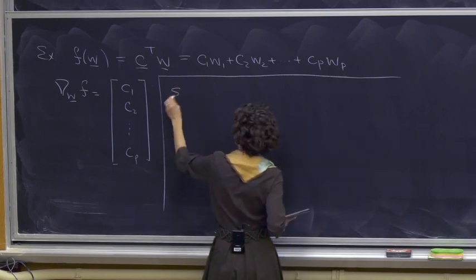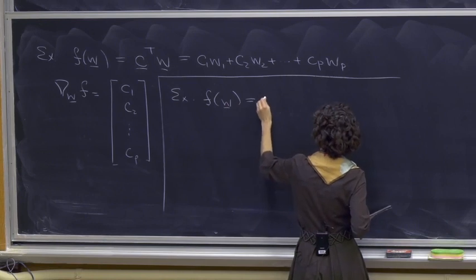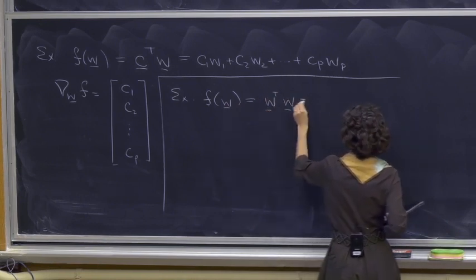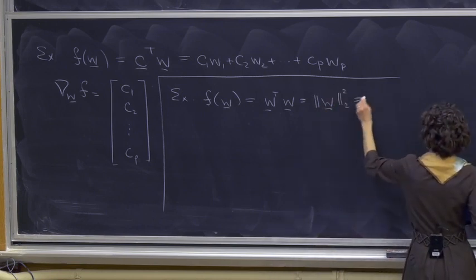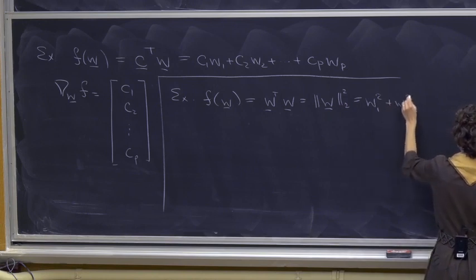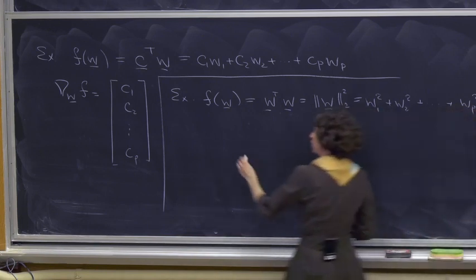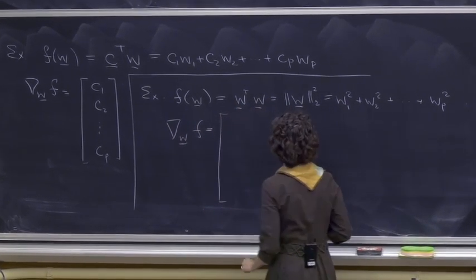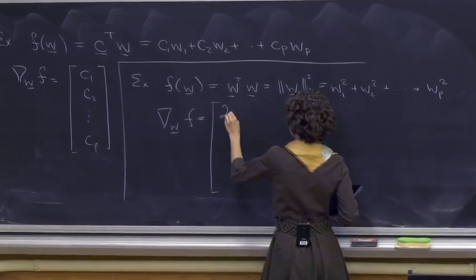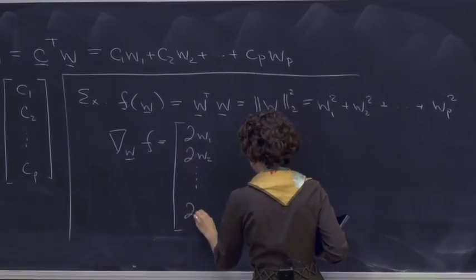Another example. Let's imagine f(w) is equal to w transpose w, or the 2 norm squared of w, which is w1 squared plus w2 squared, all the way to wp squared. So again, we just compute all these derivatives one by one. So the gradient of f with respect to w is 2 times w1, 2 times w2, 2 times wp.